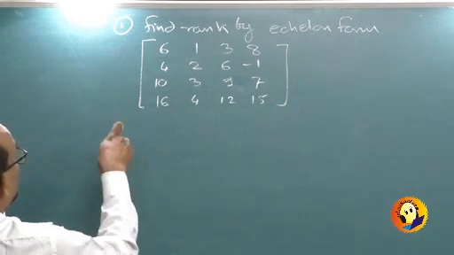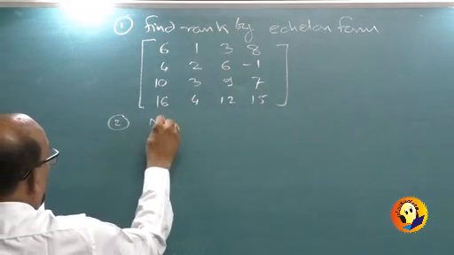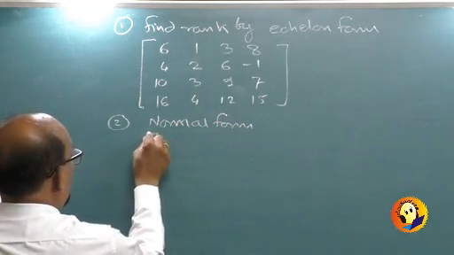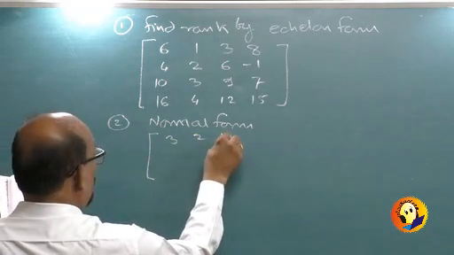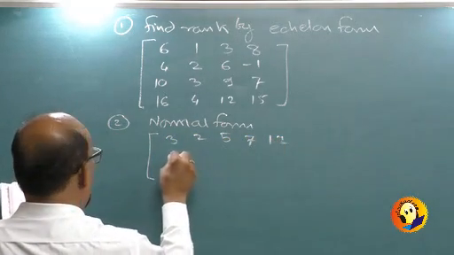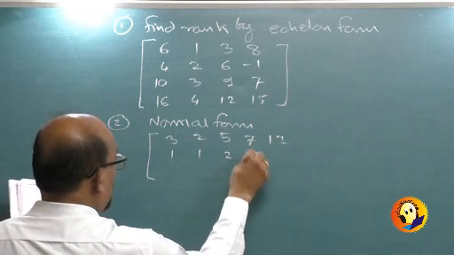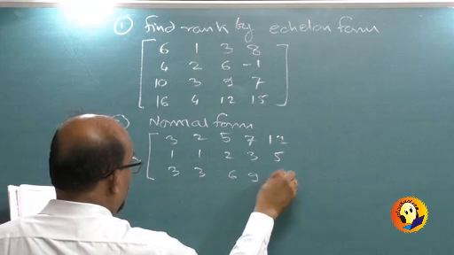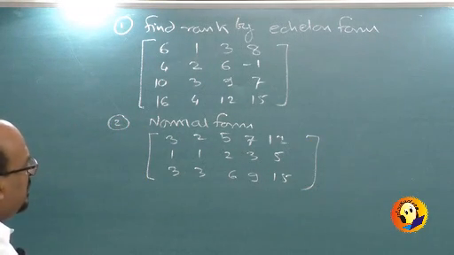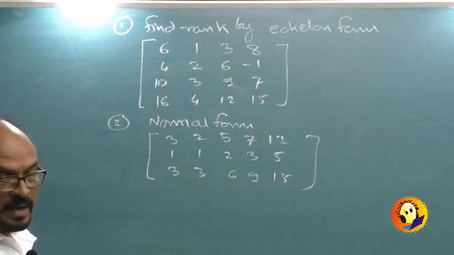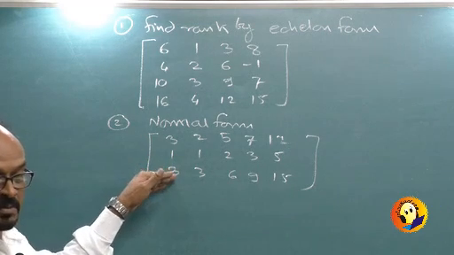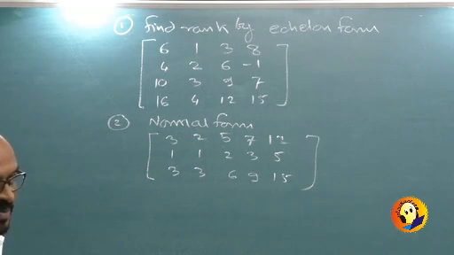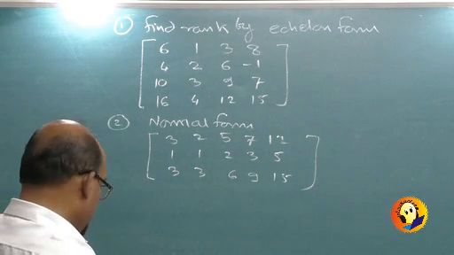Number 2, it is normal form, and it is 3, 2, 5, 7, 12; 1, 1, 2, 3, 5; 3, 3, 6, 9, 15. Oh, turned out to be simple. While writing only I came to know that this is 3 times. So obviously one row will come out to be 0. We will have to check whether any other row comes out to be 0.